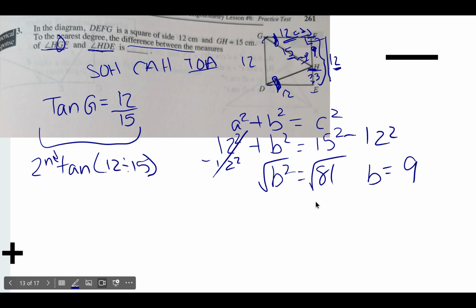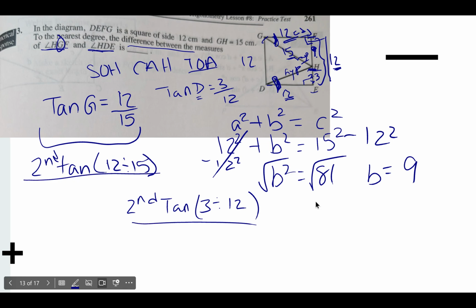Now that we know that, we can do the next little bit, which is setting up our next ratio, which is going to be opposite over adjacent, because this is our right angle. This would be the hypotenuse. So tan of angle D will equal 3 divided by 12. To solve for D, you'd hit second tan, and do 3 divided by 12. Now, once you have an answer here and an answer here, you're going to subtract it because it's asking for the difference. So we'll do that quickly.